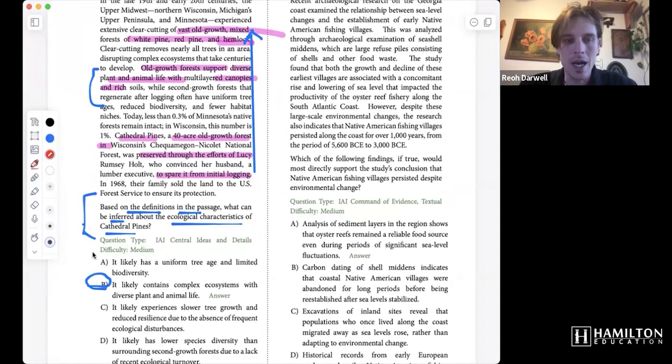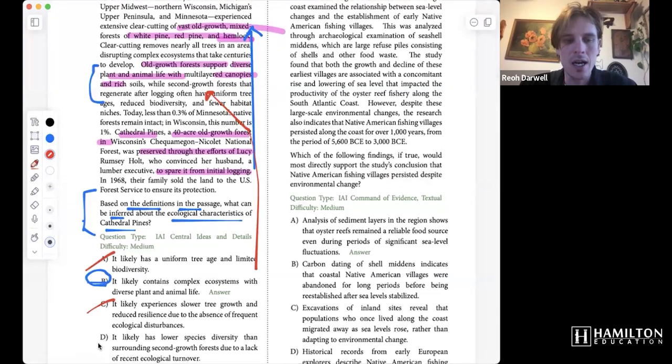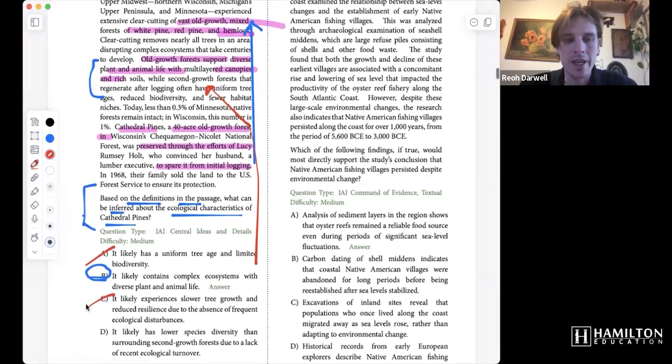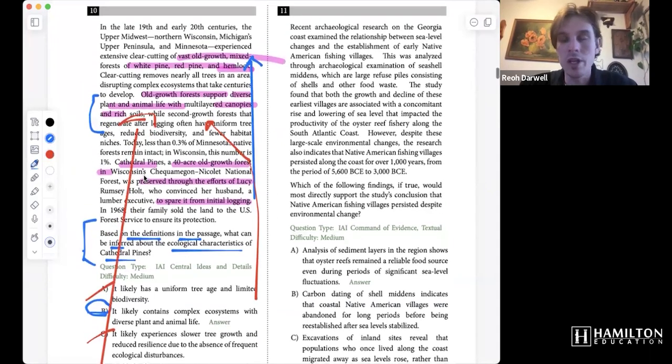Okay. A describes second growth forests, right? C is kind of a random baggage distractor. And then again, D is a distractor where we're kind of confusing second growth and old growth forests. All right. So really reading this passage and making sense of it will help you out on a question like that.